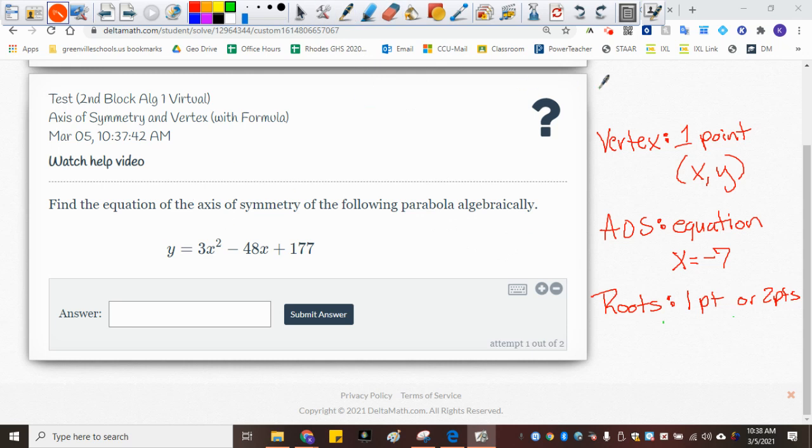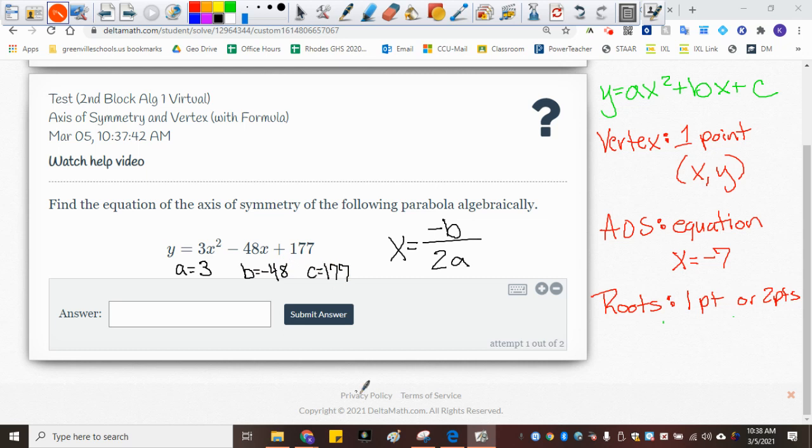So all these equations are y equals ax squared plus bx plus c. To find your axis of symmetry, given an equation, it's x equals, what were we doing yesterday? What's our equation from yesterday? Negative b over 2a, yeah. So a is 3, b is -48, and c is 177.